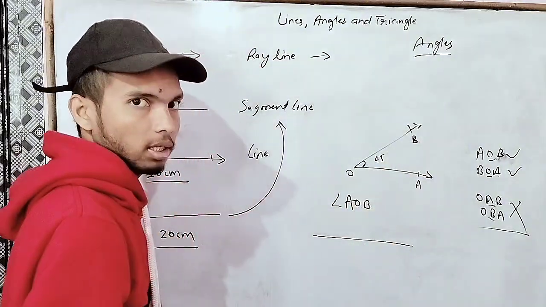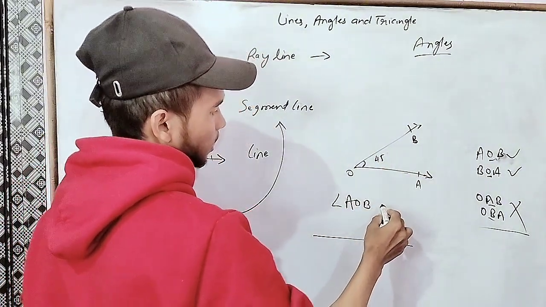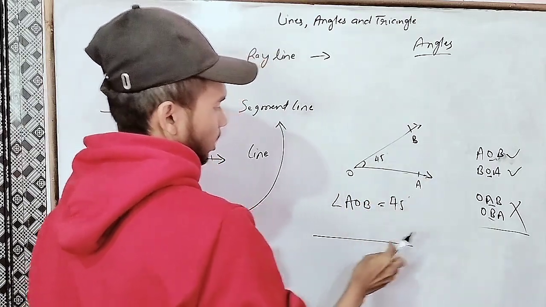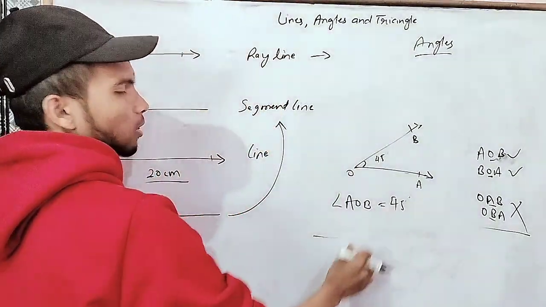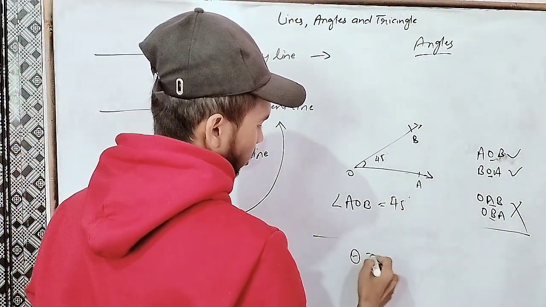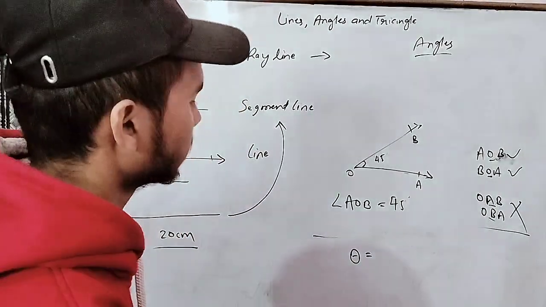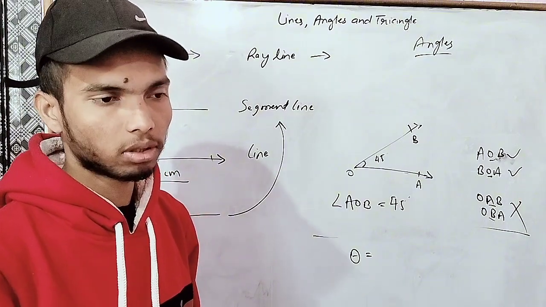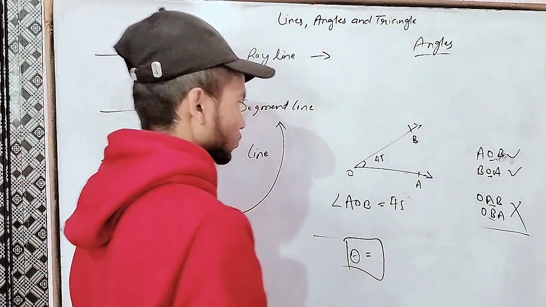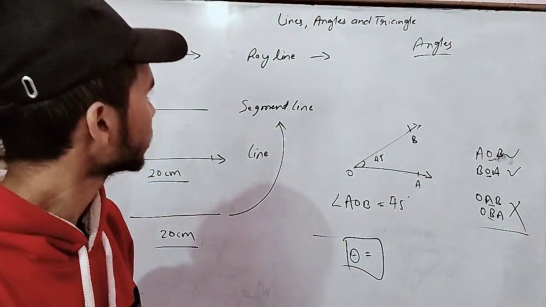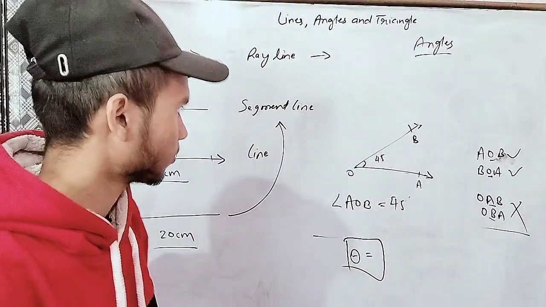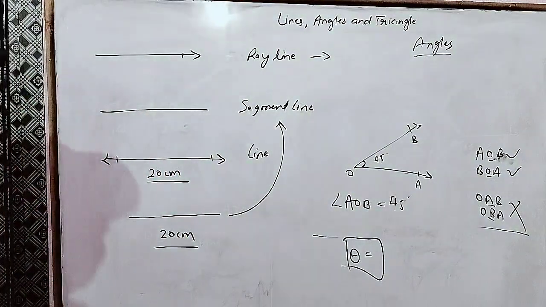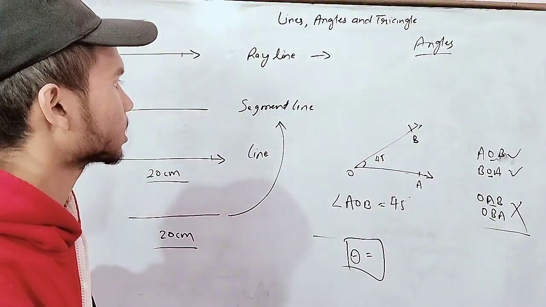This is how we represent in mathematical way. So value of angle AOB is how much? 45 degree. Okay. When we don't know value of this, then we can use theta. Theta is used when we don't know the value of angles. If we know, then we put a value of angle. Did you understand?